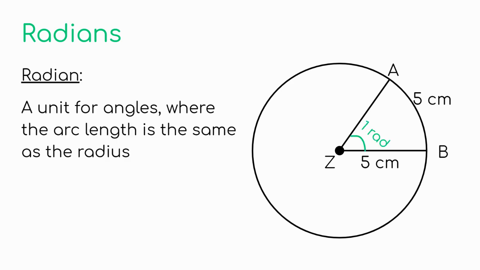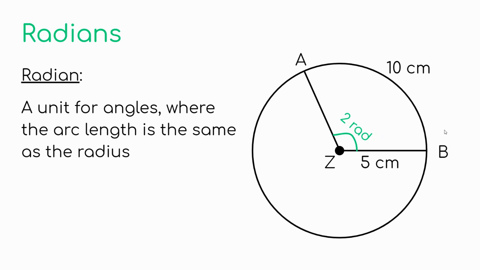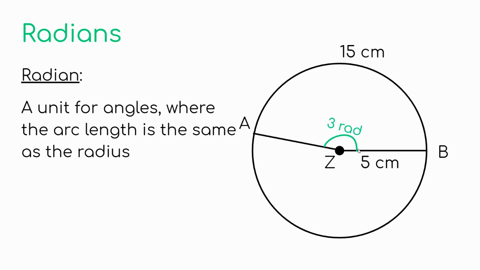A radian is when our arc length, from B to A, is the same as our radius. That's going to be 1 radian. Here my radius is 5 centimeters, my arc length is 5 centimeters, so this angle is 1 radian. Now if I made my angle bigger, now my arc length is 10 centimeters. That's twice as long as my radius, so my angle is 2 radians. I'm going to make it even bigger. Now my arc length is 15. 15 is 3 times my radius, so that's going to be 3 radians. You could keep going all the way around the circle.